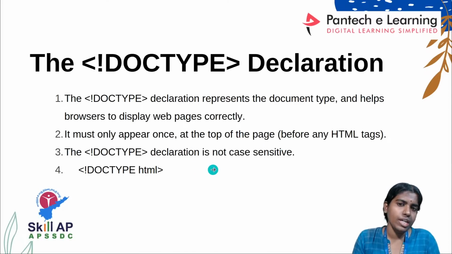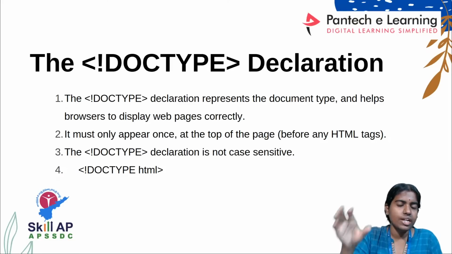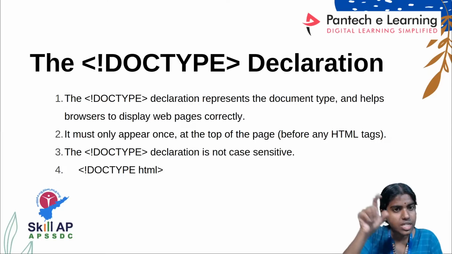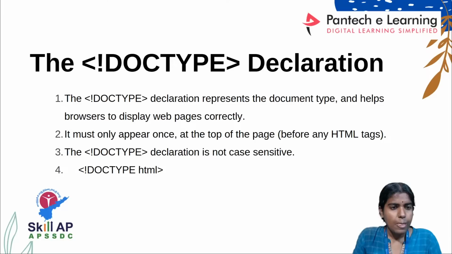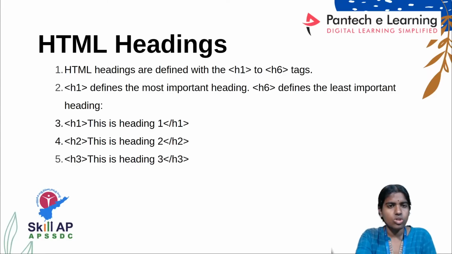The doctype declaration, the document type, helps the browser display the web pages correctly. Whenever we develop any of these HTML pages, it starts with the document type declaration. Clear with this? It must appear only once at the top of the page. It is case sensitive. Then you should have the headings.